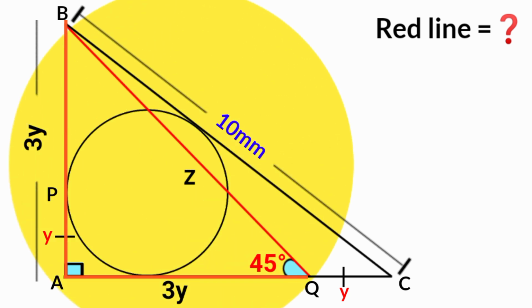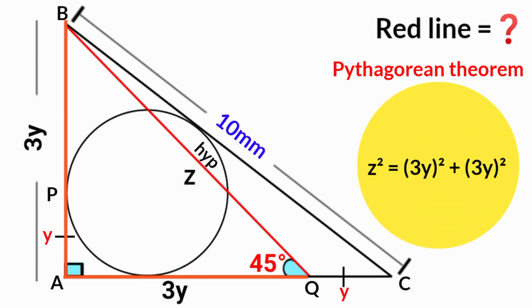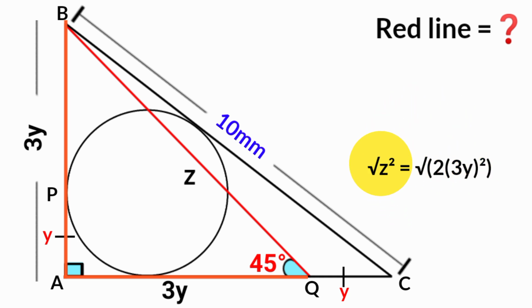Since triangle ABQ is a right angle triangle, we use the Pythagorean theorem. This side is the hypotenuse. So by Pythagoras, the square of this z must be equal to the sum of the squares of the length of this side and this side. So z squared equal to (3y) squared plus (3y) squared, which can be written as 2 times (3y) squared. Take the square root of both sides. Here square root of z squared is z, while here square root of 2 times (3y) squared is root 2 times 3y, which is 3y root 2. So z equal to 3y root 2.